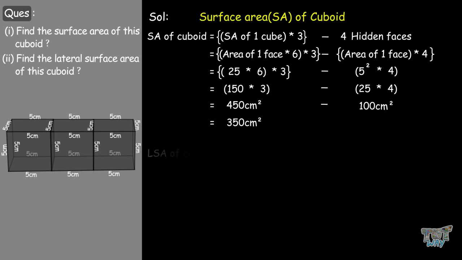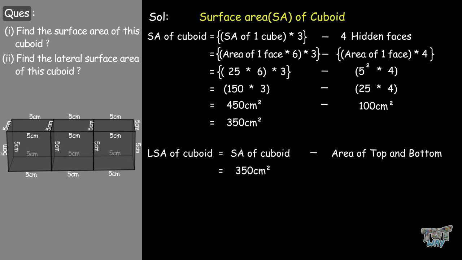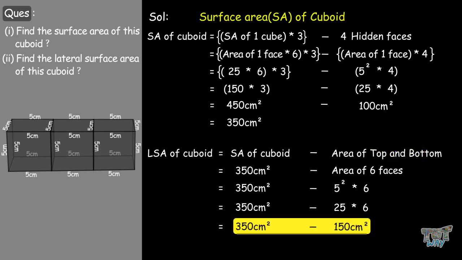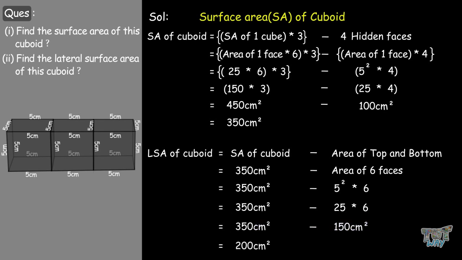Let's find out the lateral surface area. Lateral surface area means the surface area minus the top and bottom. We have a surface area of 350 centimeters squared. How many faces are the top and bottom? 3 are on the bottom and 3 are on the top. So you need to subtract area of 6 faces to get the lateral surface area. That becomes 5 squared times 6. 25 times 6, which equals 150 centimeters squared. Therefore, you subtract it from the original surface area, which is 350 centimeters squared. And then you get a total of 200 centimeters squared.